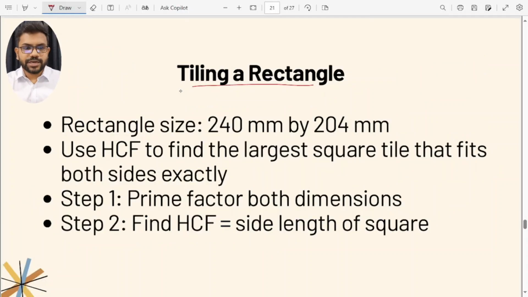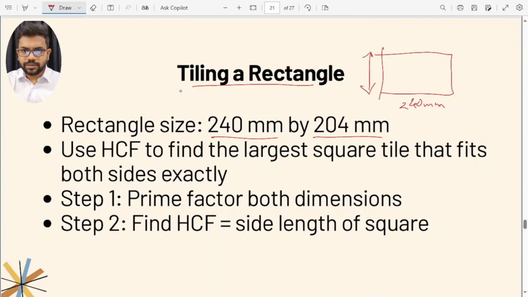In this question of tiling a rectangle, it is given that the rectangle size is 240 millimeters by 204 millimeters. So the rectangle has a length of 240 millimeters and it has a width of 204 millimeters. And the question says, find the largest square tile that fits both sides equally. So you're going to divide this into squares like this, okay, on both sides. So you're basically trying to find the largest square length, okay.